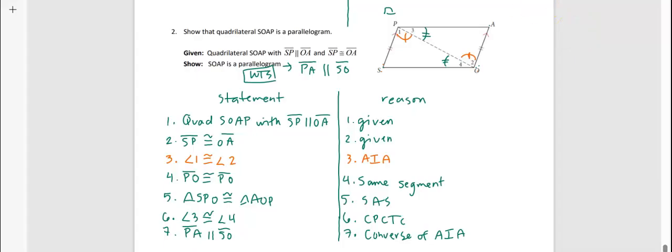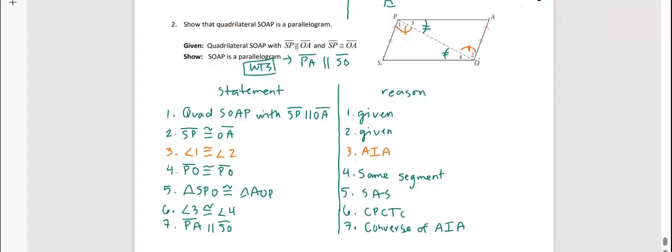We're almost there. We got our segments to be parallel, but we technically haven't finished the proof until we have SOAP is a parallelogram. And that is by definition of parallelogram.